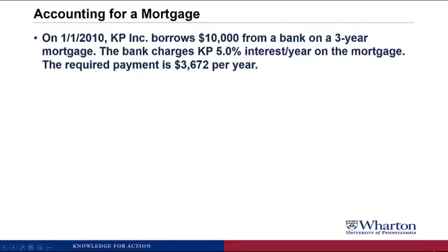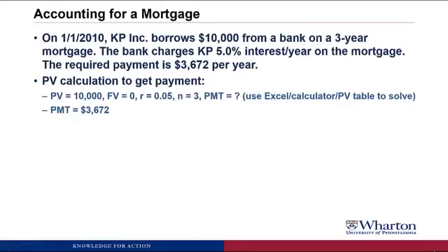So here's where we get the payment number. It's a present value calculation, and specifically it's a present value of an annuity, but in this case we actually know the present value. What's missing is the payment, because we know the present value is $10,000. That's how much we're getting now. There's no future value. There's no money that's going to change hands at the end. It's an annual payment, so we use the annual interest rate of 5% for the rate. 3 years, and it's 3. We don't know the payment. We can use Excel or a calculator or PV table to try to solve it. The payment comes up to be $3,672.